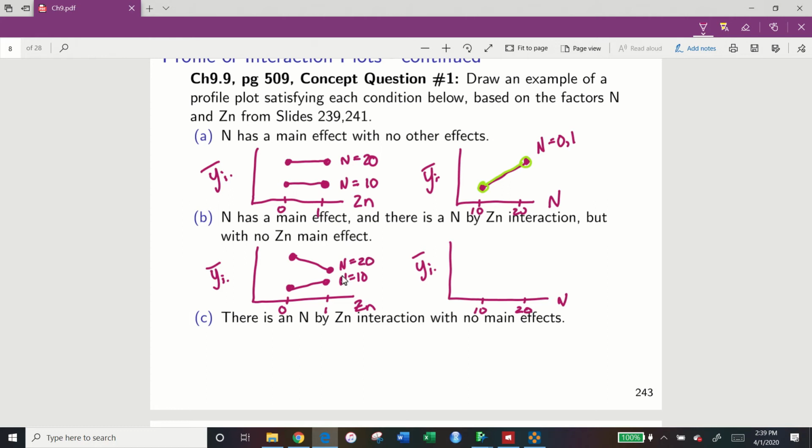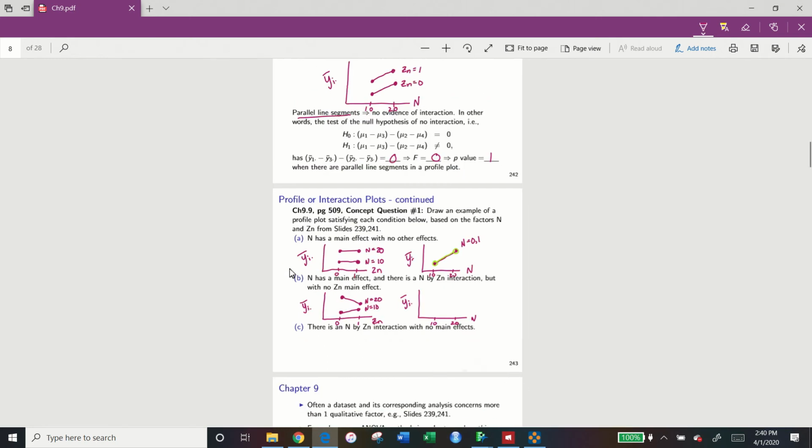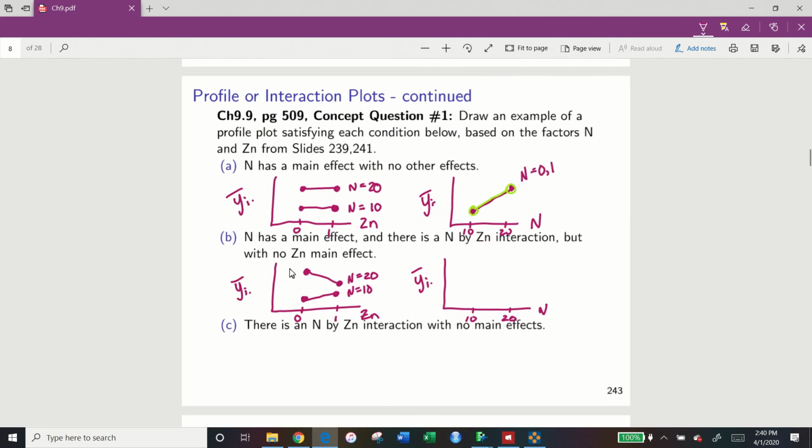So if we're looking at our first graphic, we can see that when zinc is at 0, we have this distinct level for nitrogen at 20 and when nitrogen is at 10. But those lines come and almost intersect. They have different slopes showing that interaction effect. So we can even see how the width at level 0 and at level 1 for zinc is different.